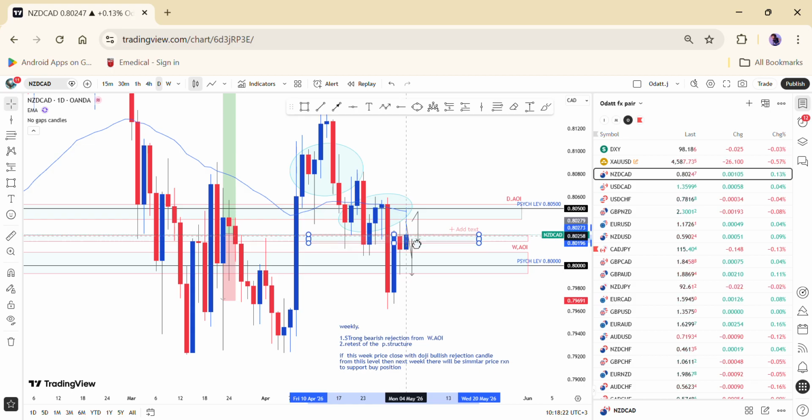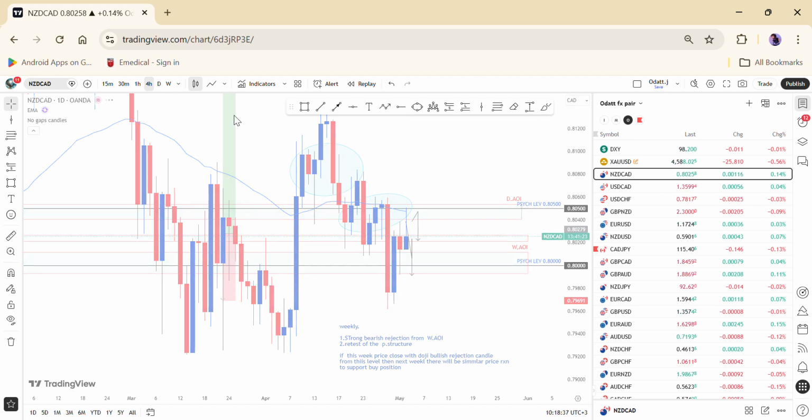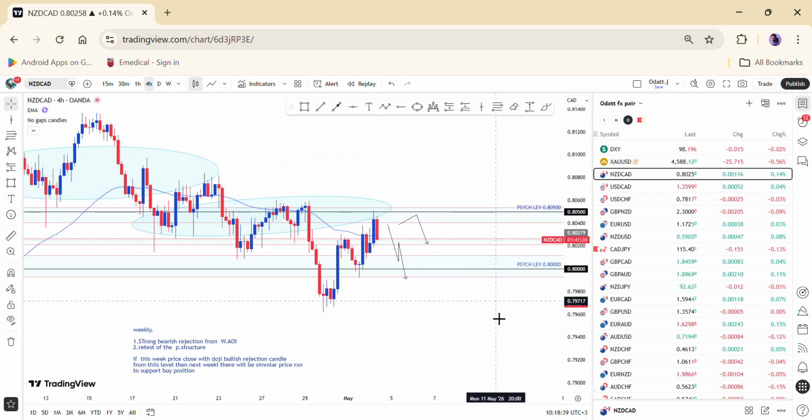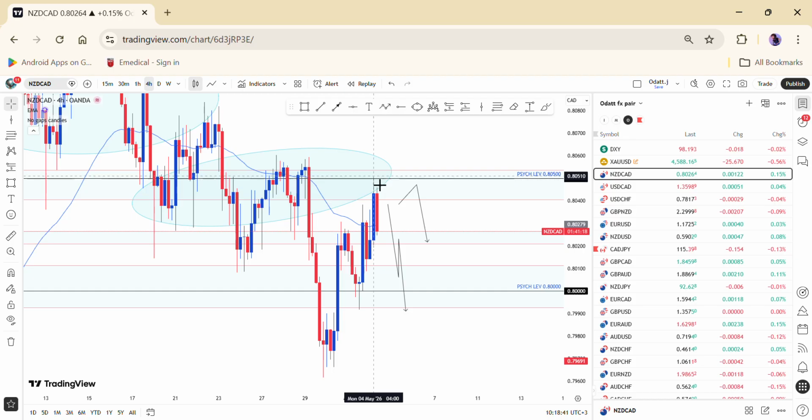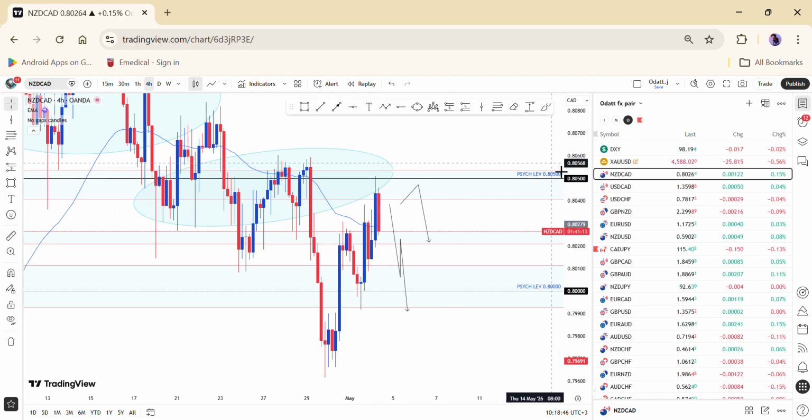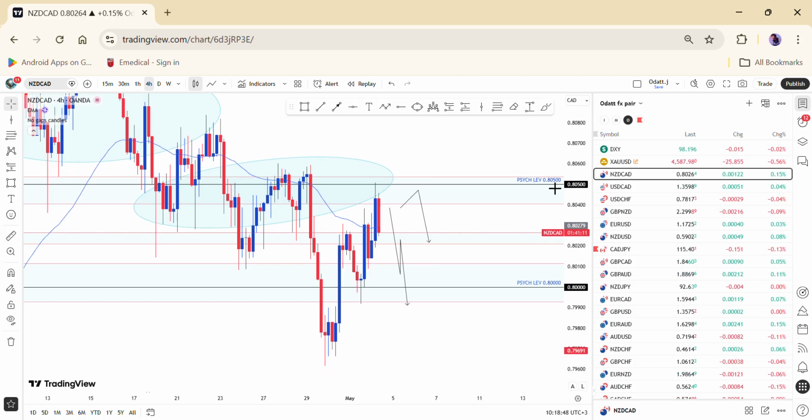This week I was also looking for the price to come and have a rejection around this area, together with the rejection of the EMA, to continue selling to the downside. As you can see, for now price has come, retested this area and the EMA, and in the next 1 hour and 41 minutes we will close with this rejection candle.